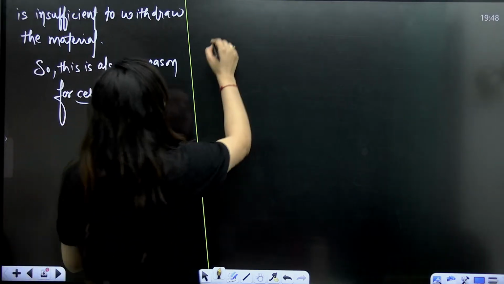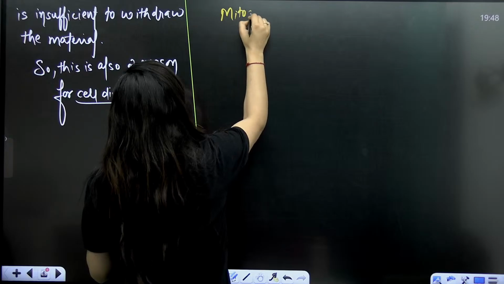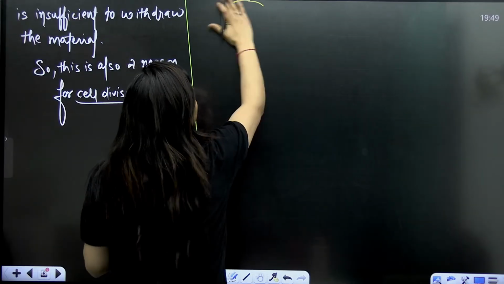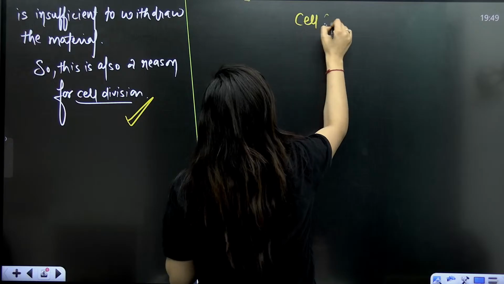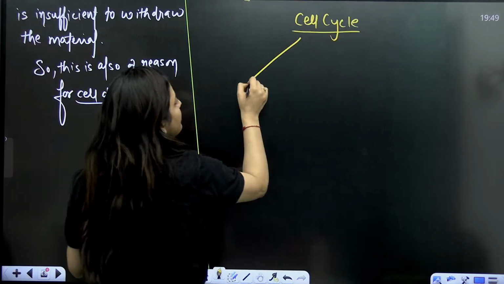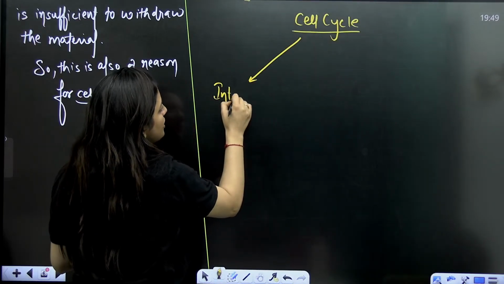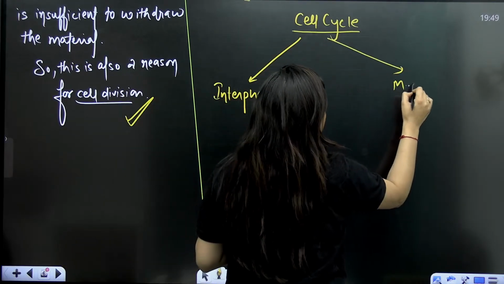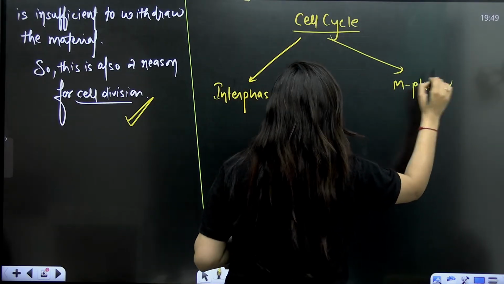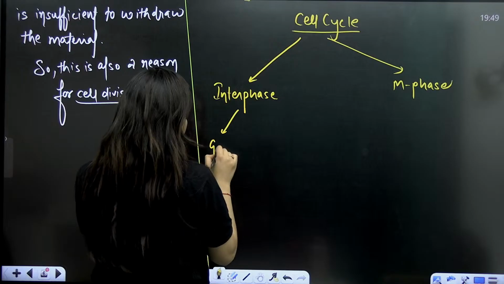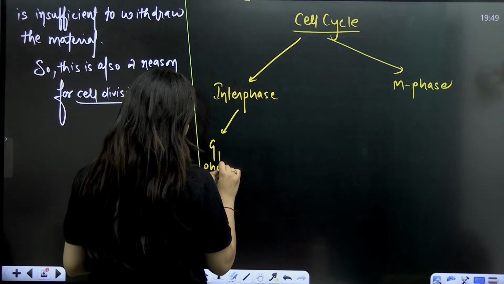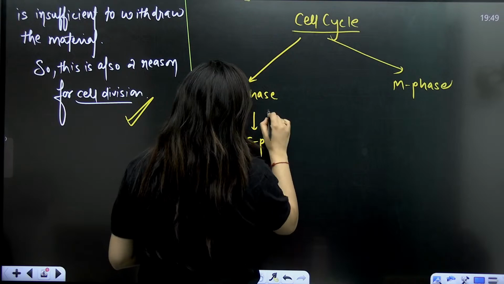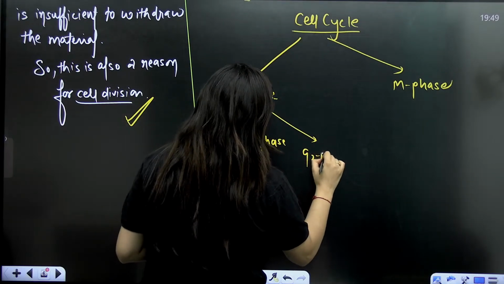Now, after this, obviously, we'll talk about mitosis. Flemming has given the term mitosis. We'll talk about everything whenever we talk about the cell cycle. This is something that we will start in our batch class. I'll give you the flow chart here. So interphase, M phase. Interphase will include the G1 phase, the S phase, and the G2 phase, right?